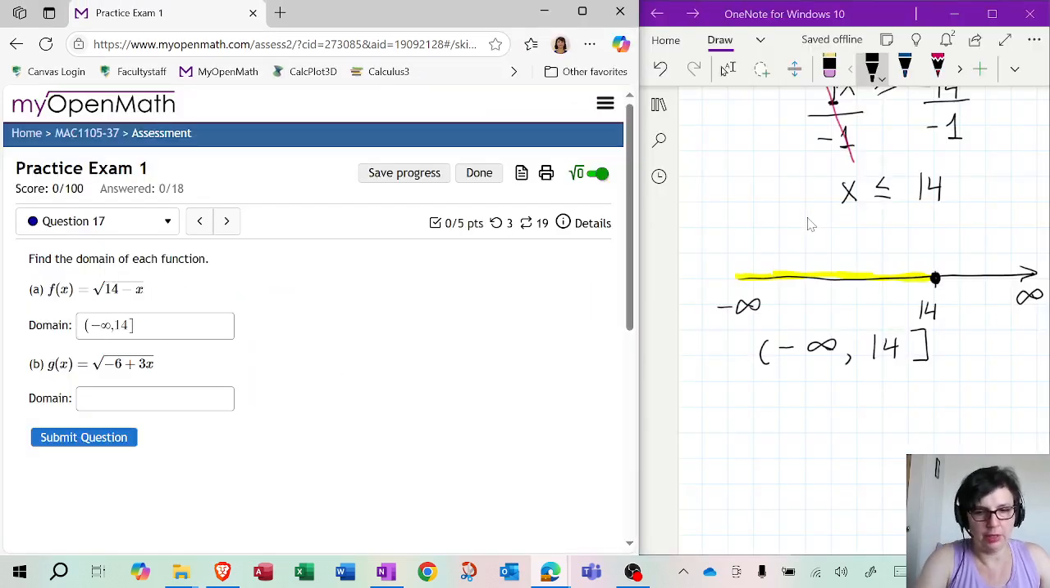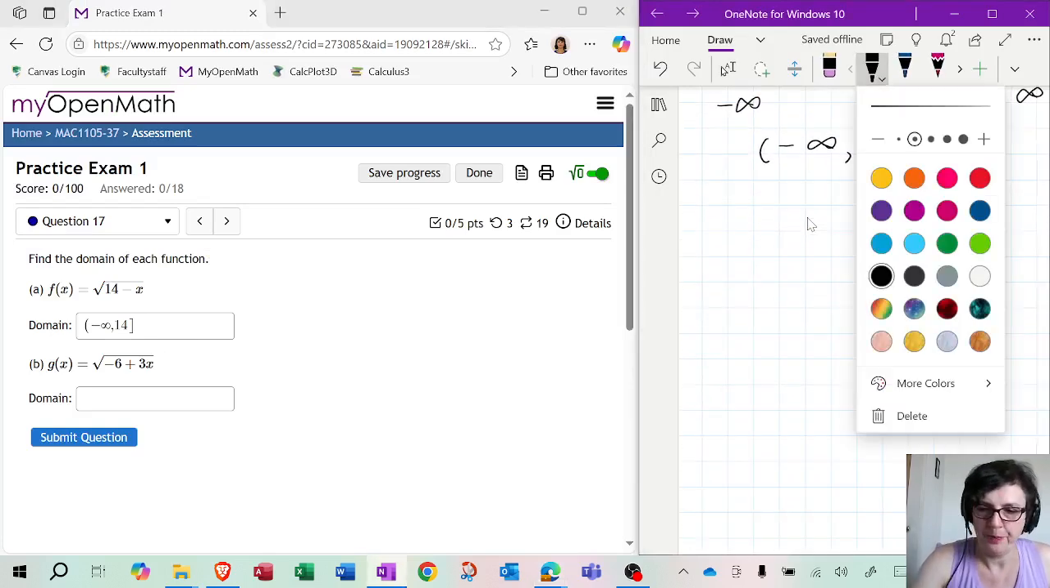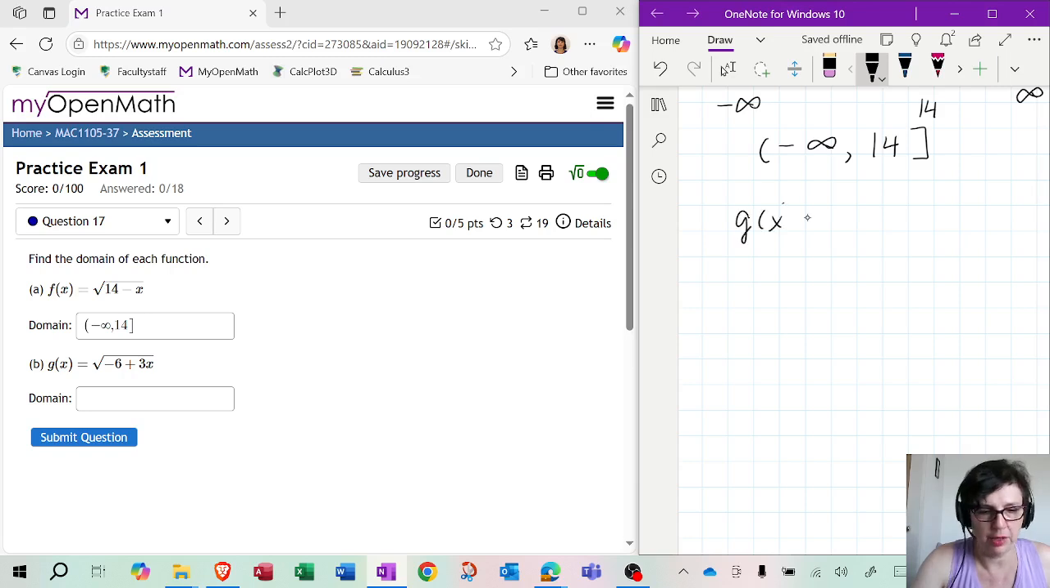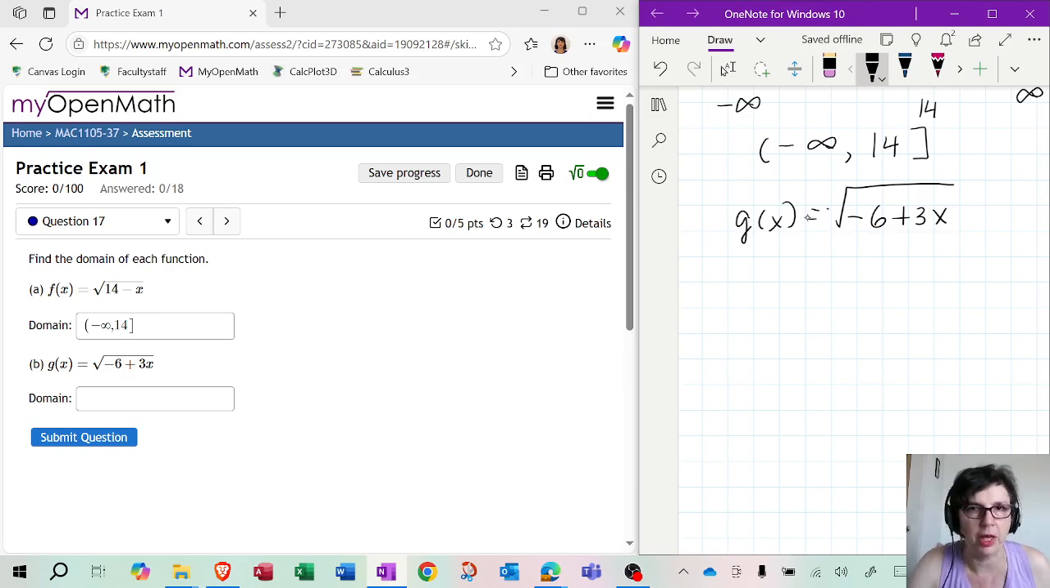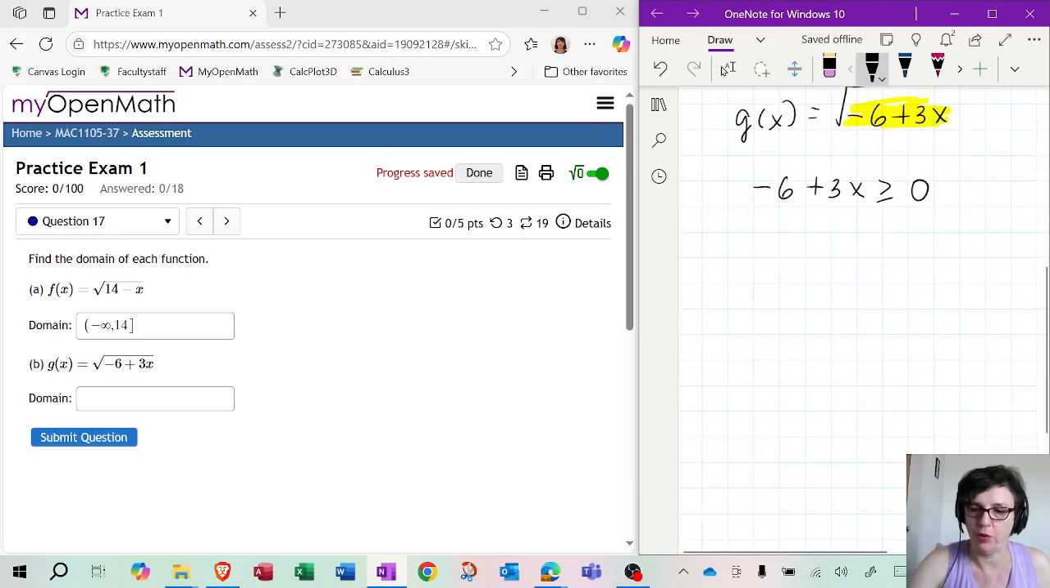Okay, next, this next function is exactly the same thing. So here we've got g of x equals square root of -6 plus 3x. Again, regardless of what else is going on, you can have a number in front of it, you can have +5 or whatever. You ignore all of that when you find the domain. The only thing you need to worry about is what is under the root. So you're going to copy that thing that's under the root, and make it greater than or equal to 0. Okay, and then that means you have to solve this inequality.